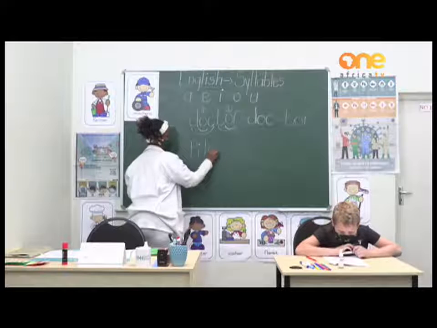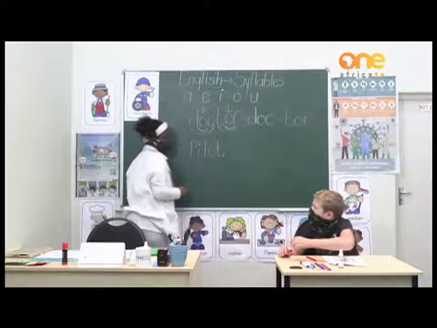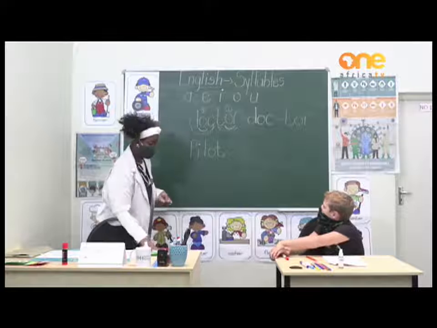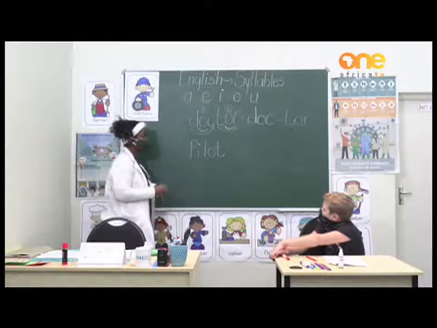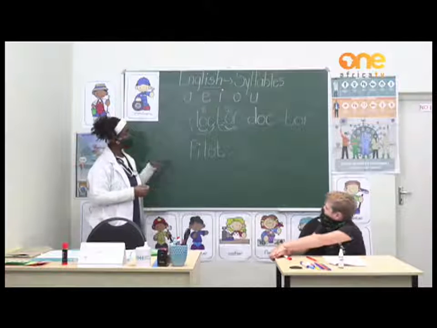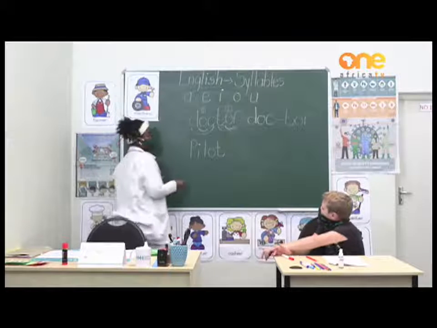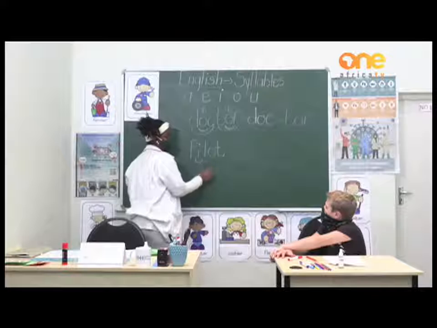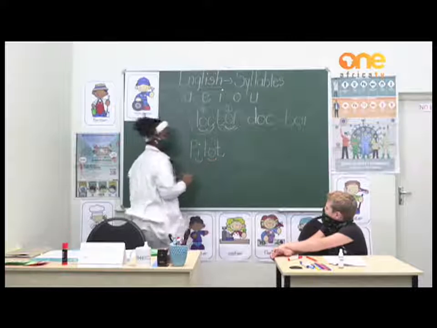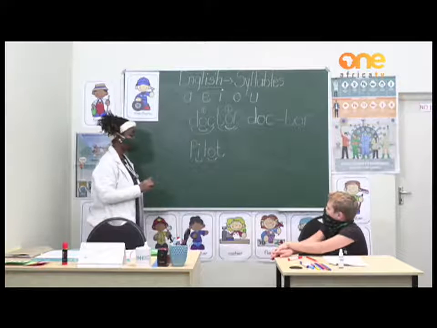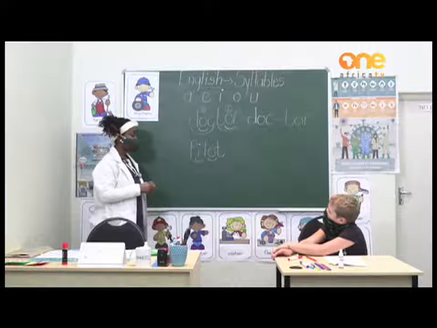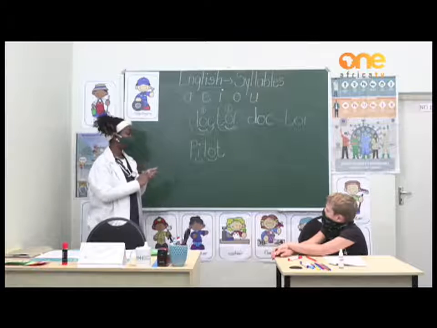Let's have a look here. Pilot. All right. Now we have to start off by counting the vowel sounds. How many vowel sounds do we have? 1 and 2. We have 2 vowel sounds. So we know automatically we have to divide the word into 2 syllables.